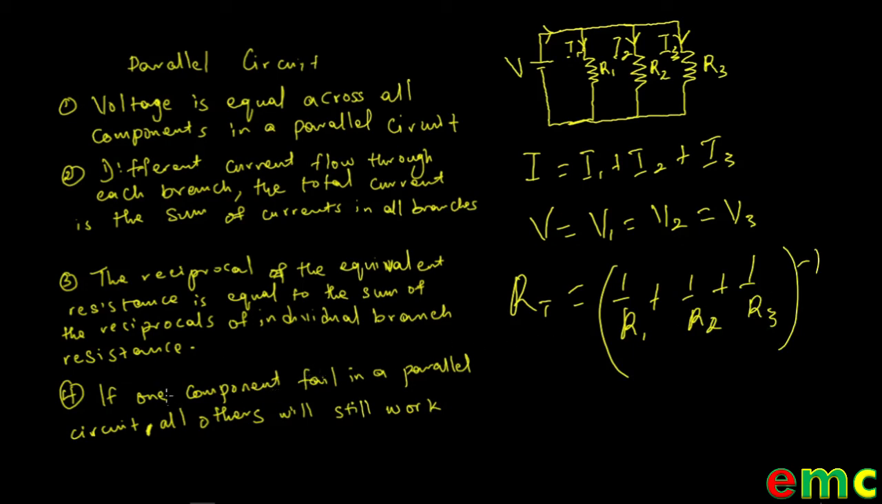But in a parallel circuit, if any of the components fails, it doesn't affect the operation of other components of the circuit, because each of them is connected directly to the voltage source. In this video, we have been able to go through a detailed basics of series and parallel connected circuits.